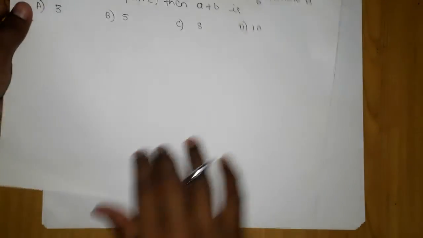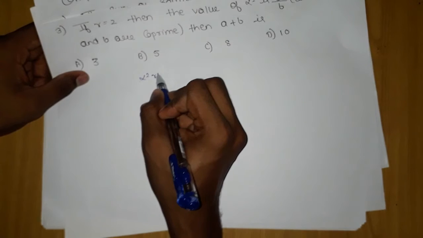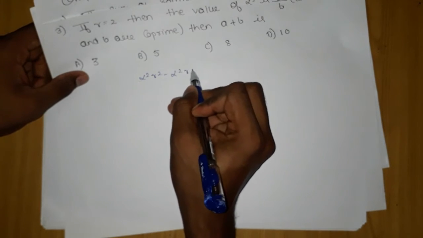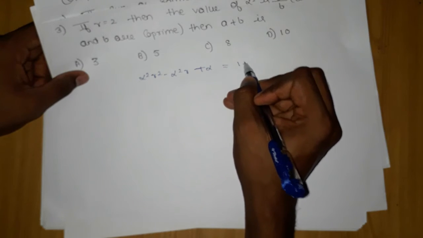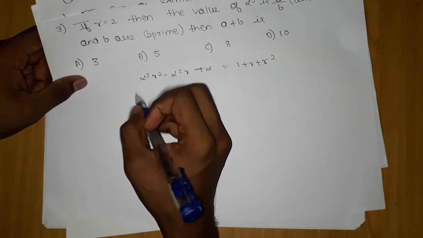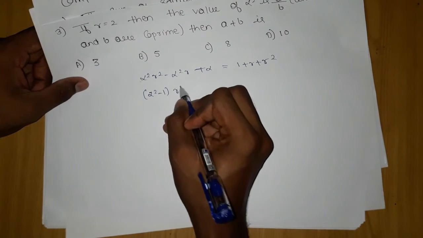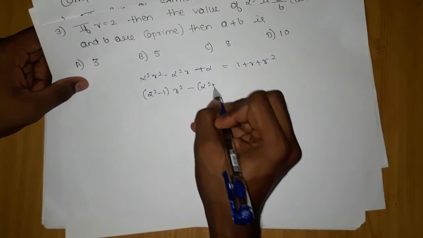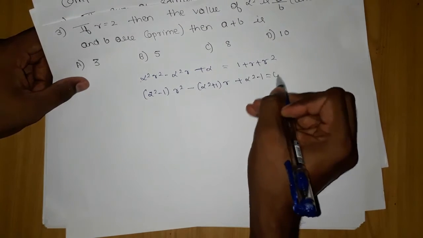Let me use the third page now. So what we are getting: alpha square r square minus alpha square r plus alpha square from this side, and here we are getting 1 plus r square. If I create a quadratic in r, (alpha square minus 1) r square minus (alpha square plus 1) r plus (alpha square minus 1) should be equal to 0.